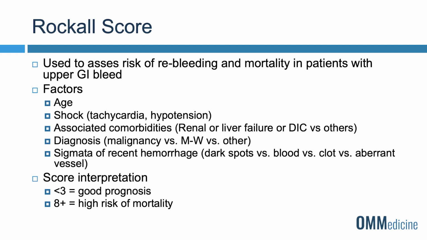Instead, I think it would be better to just have a general interpretation of what these scores would be. And so if a patient has a score less than 3, that has a relatively good prognosis for the patient with the upper GI bleed. And if they have a score greater than 8, then that would mean that they have a higher risk of mortality and a relatively poor prognosis.